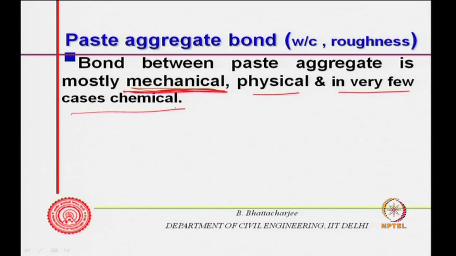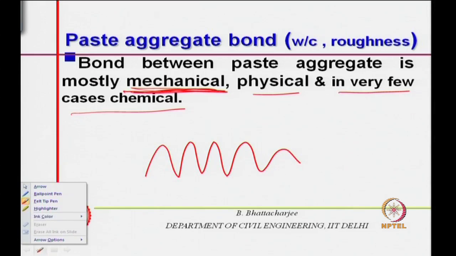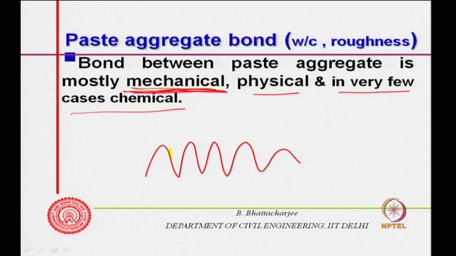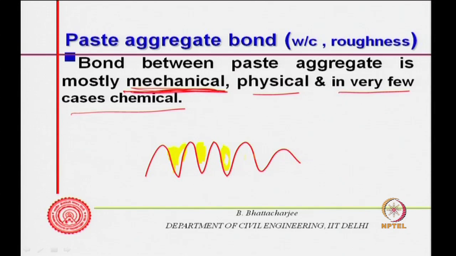Mechanical bond, you might have roughness of the surface of the aggregate, and paste might simply come and sit there. So, it is mechanical bond, mechanical, you want to pull out, this is the paste. So, it could be simply mechanical bond sitting on the roughness of the aggregate.